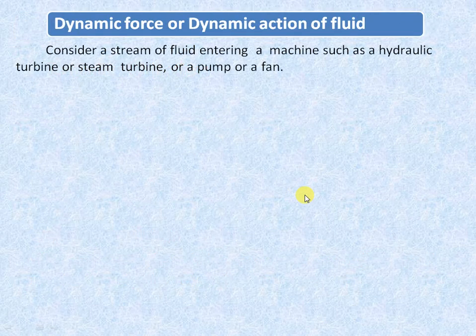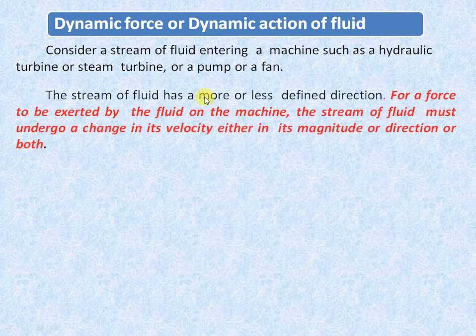The next topic is dynamic force or dynamic action of fluid. Consider a stream of fluid entering a machine such as a hydraulic turbine, steam turbine, pump or a fan. The stream of fluid has a more or less defined direction. For a force to be exerted by the fluid on the machine, the stream of fluid must undergo a change in its velocity, either in its magnitude or direction or both.